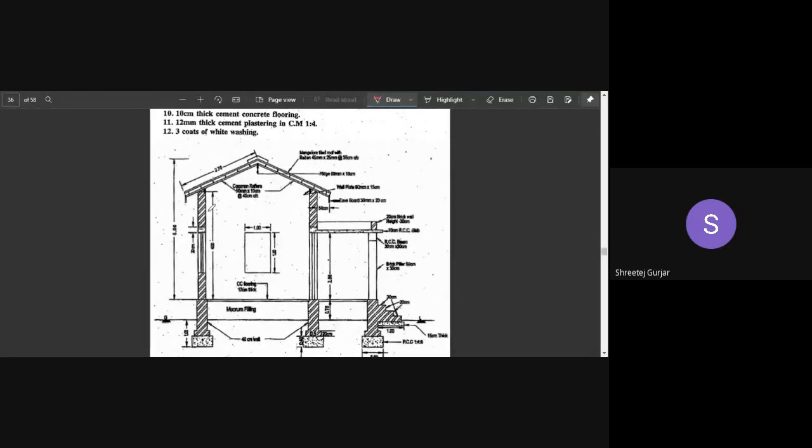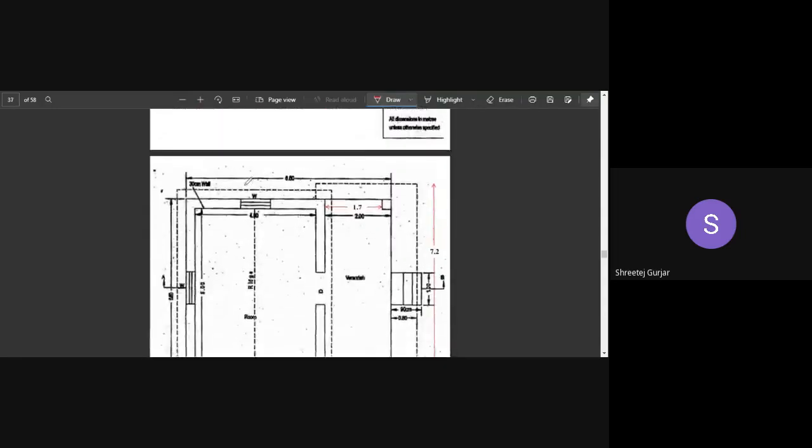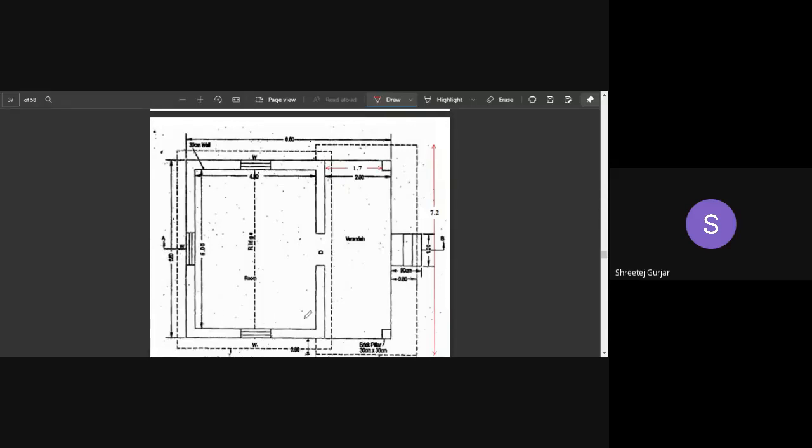So this is a different type of problem wherein you have a steel roof, like a gable roof. This is a gable roof, and not a regular slab. So you can see you have a single room over here, which is 5 meter in width and 4 meter in length. And then this is your veranda.